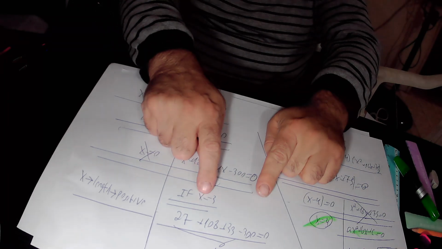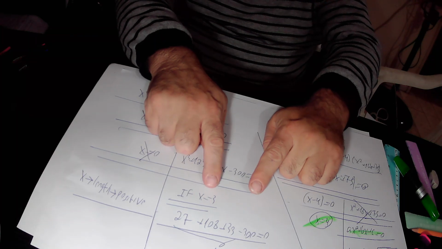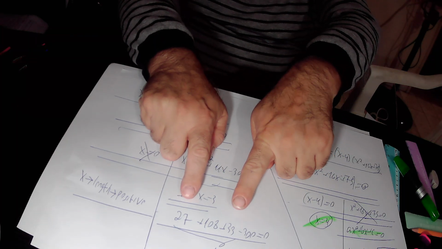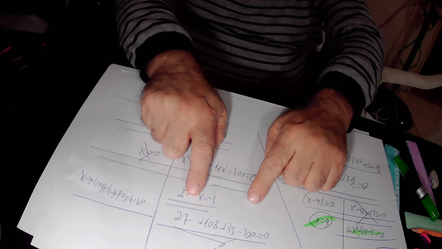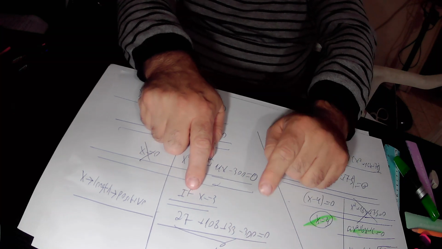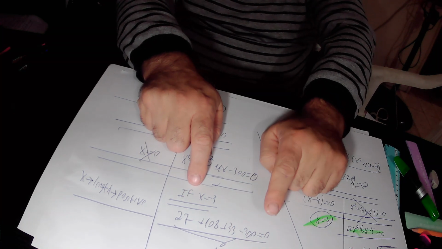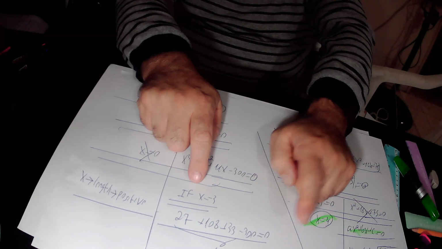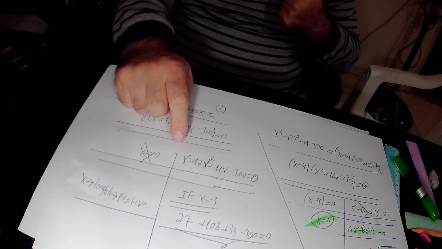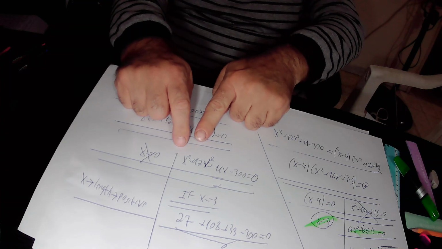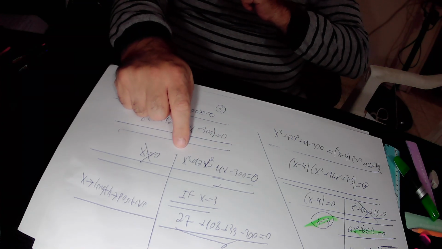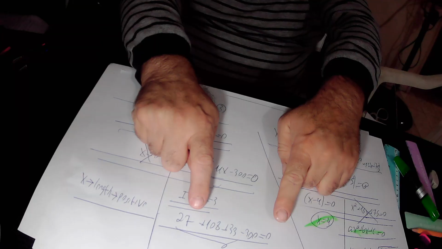Here, 108 plus 33 plus 27 in total equals 168, minus 300. So 168 minus 300 is definitely not equal to 0. So x equals 3 is not the solution of this equation, because those two sides of the equation are not equal to each other.